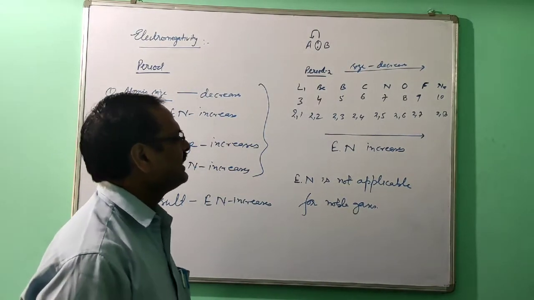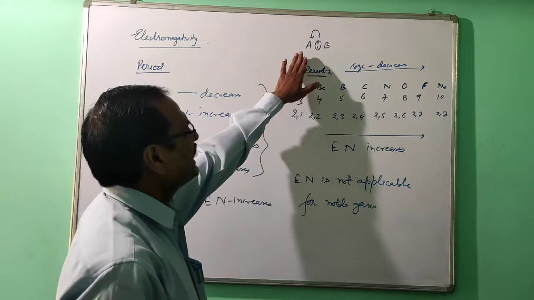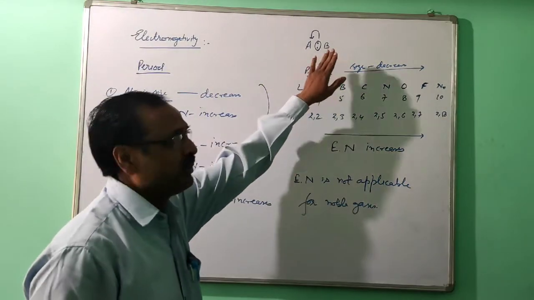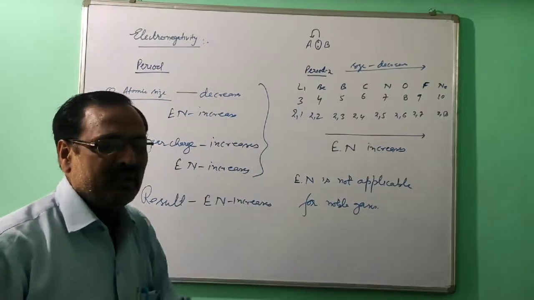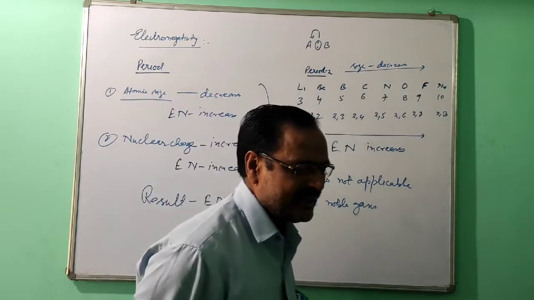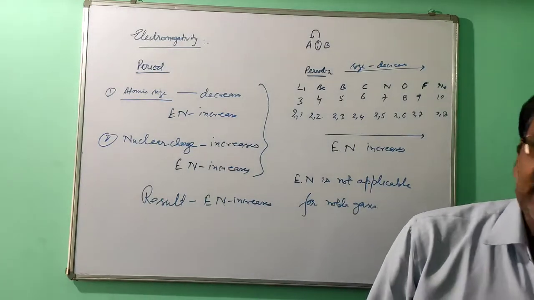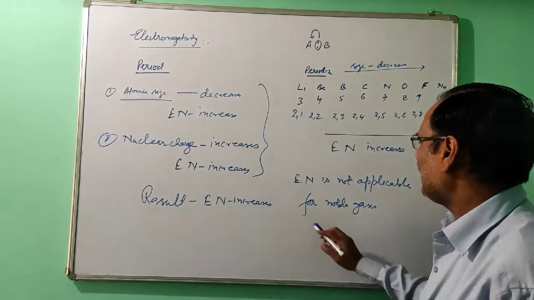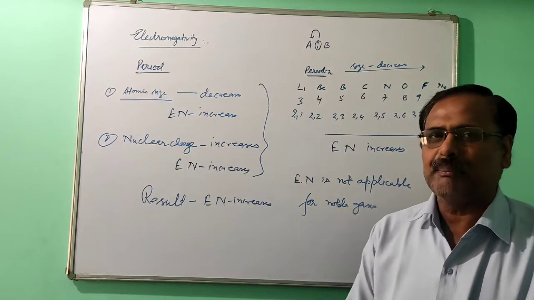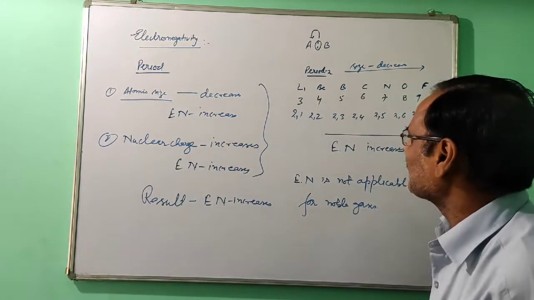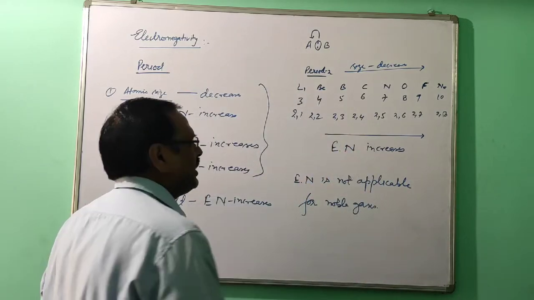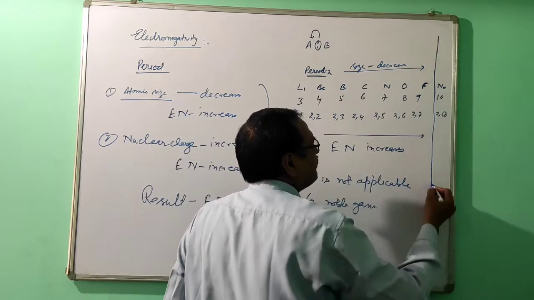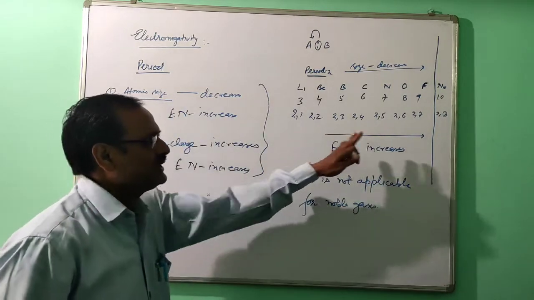What is the reason? The reason is that noble gases are not forming bonds. It is given for the bonded atom, and for noble gases, the duplet and octet are complete. They are not in a bonding condition. So that's why electronegativity is not applicable for noble gases. So when you move in a period from left to right, electronegativity increases, and you have to bring your boundary up to the halogens only.